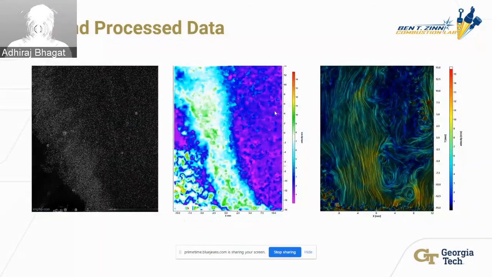So you've seen the first image with just one camera capturing one instant. The one in the middle is the velocity reconstruction that Davis spit out for us using that first image. And the third one's actually streamlines for the non-reacting case, which help us visualize some of the recirculation and the turbulence.